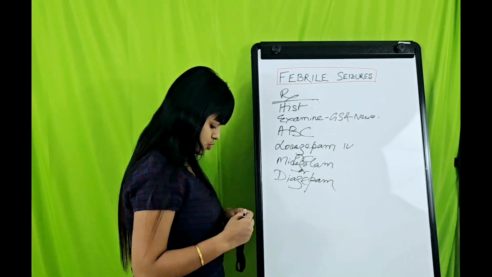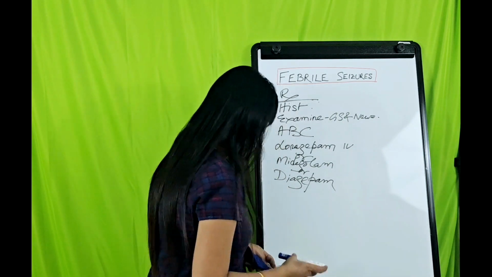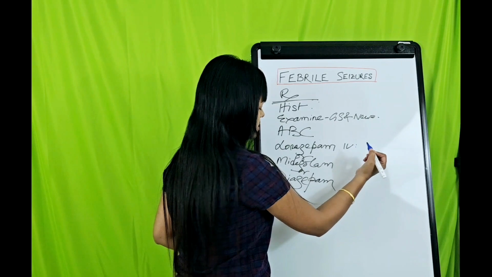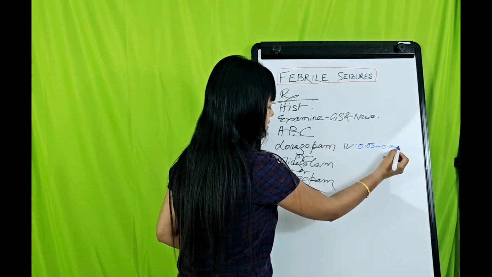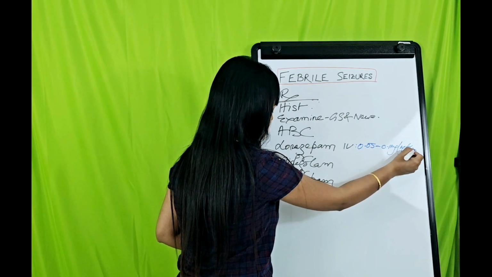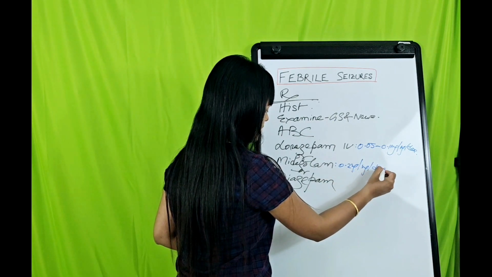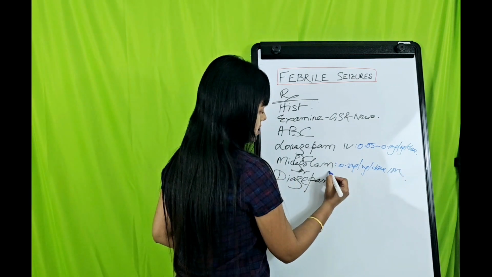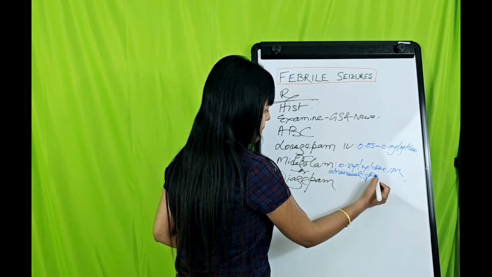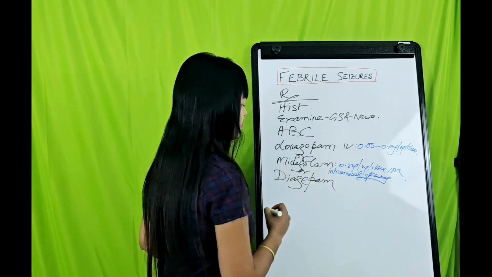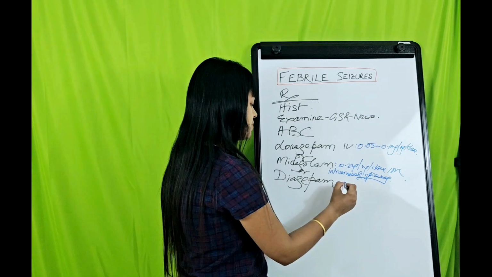Clear? So dose, if you want to know, definitely very important for PGs, but for UGs you may skip. But if you want to know, then good to know. It is 0.05 to 0.1 milligram per kg per dose. This is 0.2 milligram per kg per dose, can be given IM, and intranasal spray or buccal formulation of midazolam is also available. Diazepam you may give rectal.